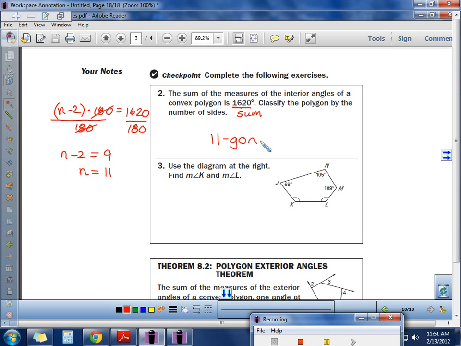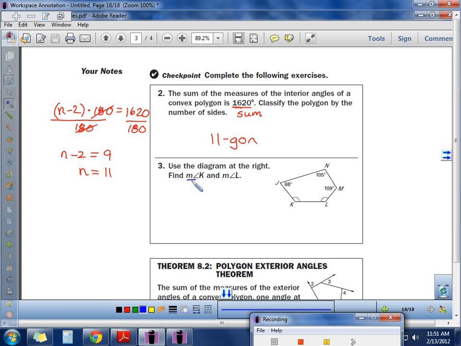Good job. Now, number 3. I saw a lot of interesting answers on number 3. Number 3 says, use the diagram at the right to find K and L. We want their measures. Whenever it says little m, that means find the measure. Give a numerical value. So first thing, you've got to come up with a setup.